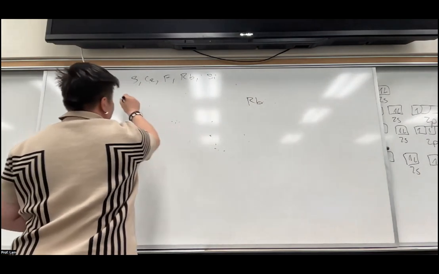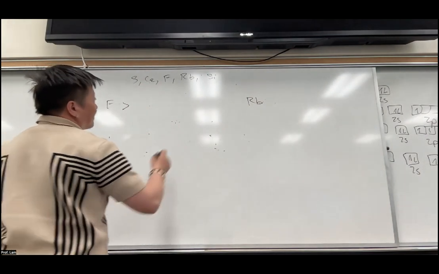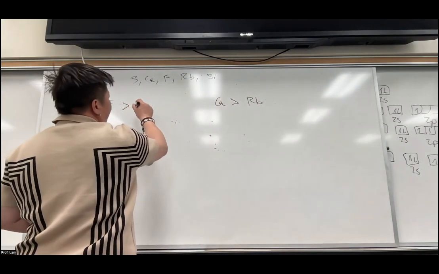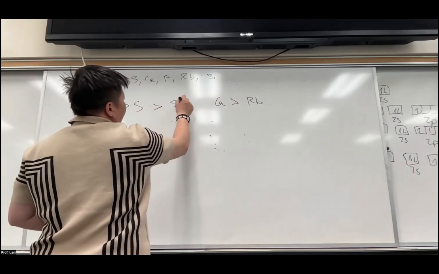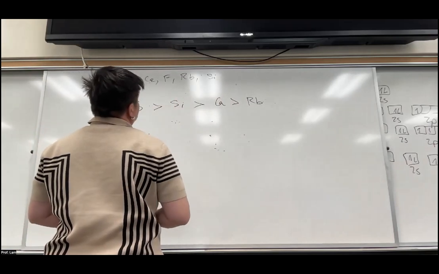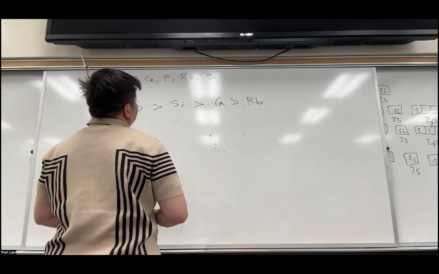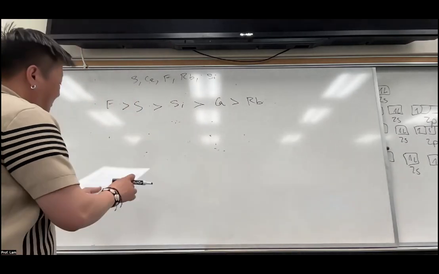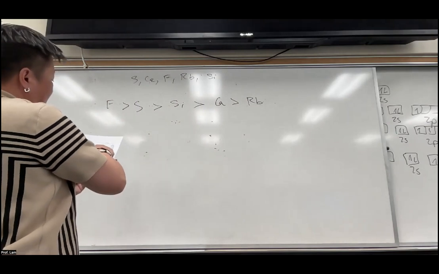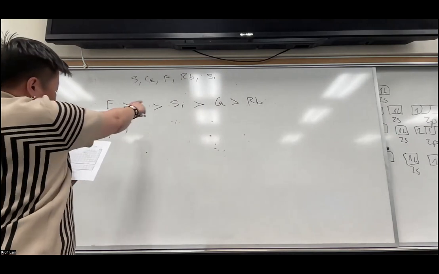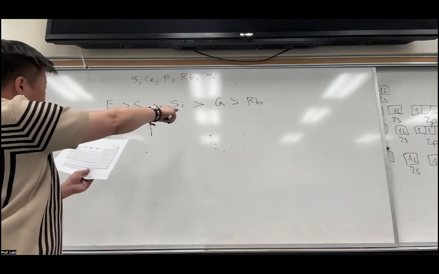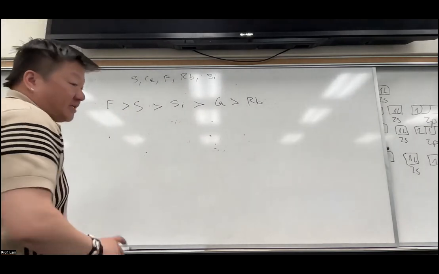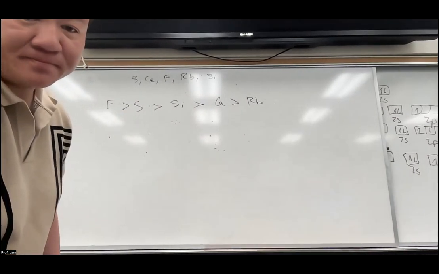Again, it's going to be greater than as your sign. Calcium here, right? And fluorine here, I'm going to say sulfur, and then silicon. Yeah, sulfur is smaller than silicon, so it's second. Okay, then silicon, calcium, and then rubidium. Decreasing ionization energy.